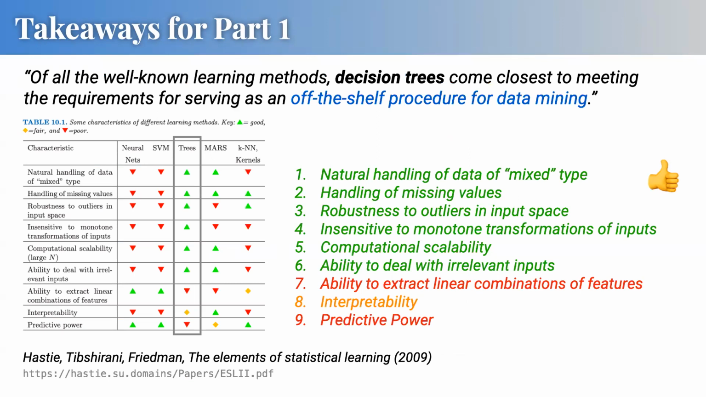There is a very famous textbook by Hastie, Tibshirani, and Friedman, and they argue that of all the well-known machine learning algorithms, decision trees come closest to meeting the requirements for serving as an off-the-shelf procedure for data mining, because trees have very good points. I will skip the details, but for example, we have natural handling of mixed types, so we can naturally handle numerical and categorical data. There are also special algorithms for handling missing values. And we are just comparing the order at splitting points, seeing whether a sample is larger or smaller than the split, so it's insensitive to monotone transformations of the input.